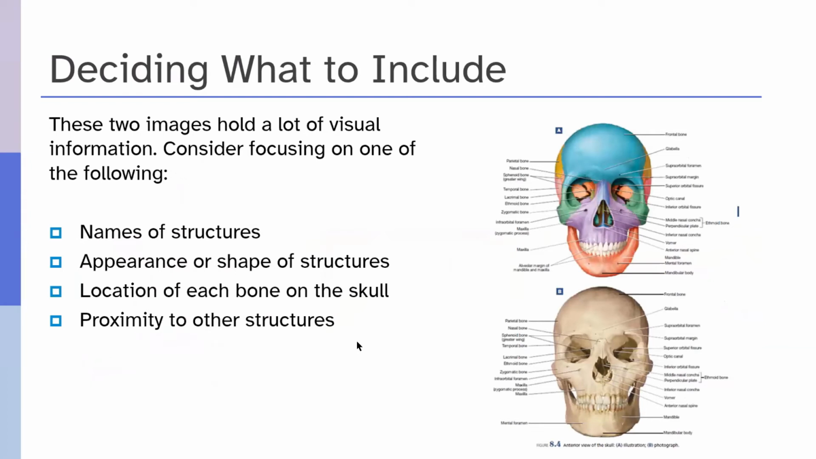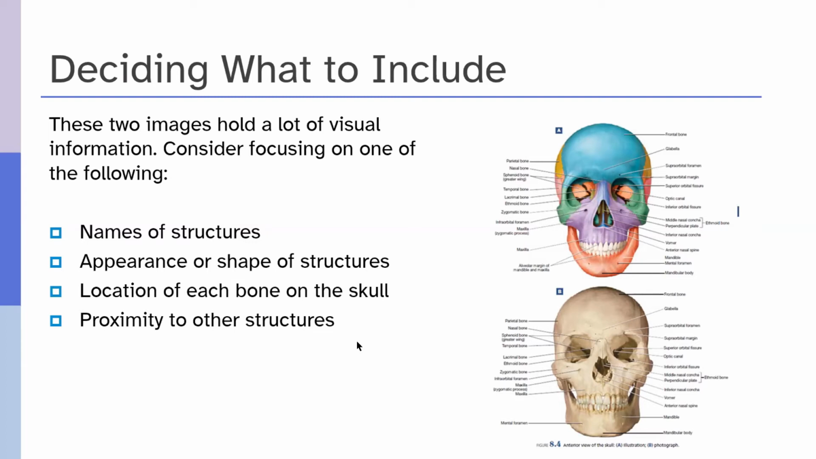Okay, thank you. So I have chosen an image here. It's a 2-part anatomy and physiology image of the anterior view of the skull. And there is a lot of visual information in these 2 images. One of the pitfalls of describing complex anatomy and physiology diagrams is to just label all the parts and be done with it, right?